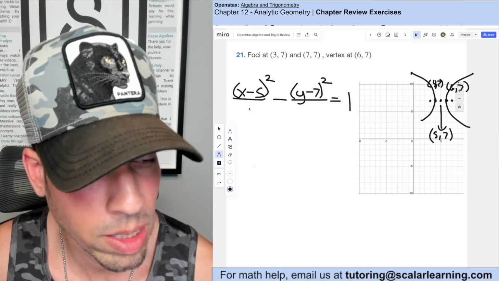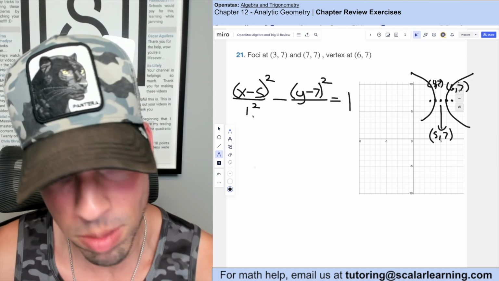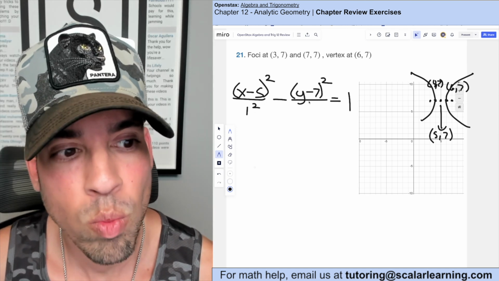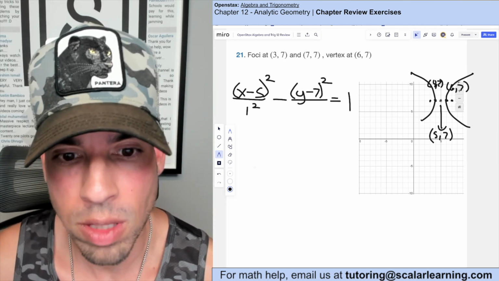So under here, we're going to have that distance 1, and we're going to square it, but that's, of course, just going to be 1. But then what about the value that goes under y? So that's the interesting bit.